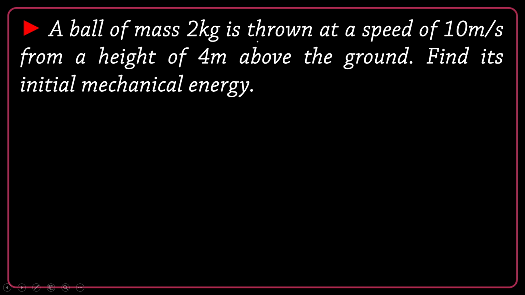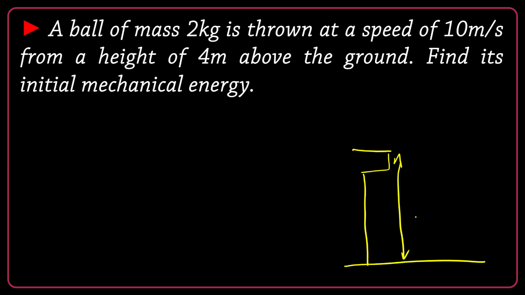A ball of mass 2 kg is thrown at a speed of 10 meters per second from a height of 4 meters above the ground. Okay, the experiment is like this. I threw an object, a ball, from a height of 4 meters above the ground at a speed of 10 meters per second. This is the initial speed of the object. Find its initial mechanical energy.